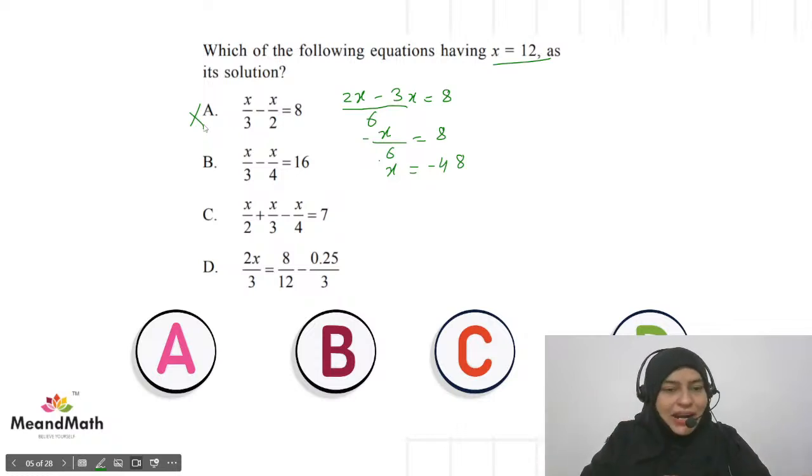Try to solve the next part, option B. Do we get x equal to 12 in option B?